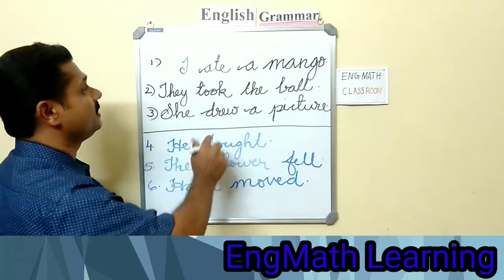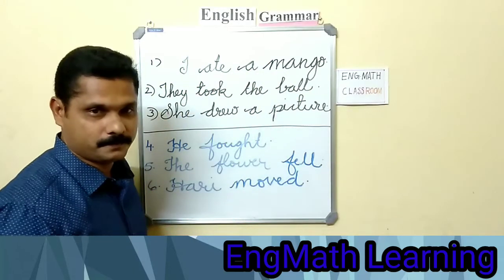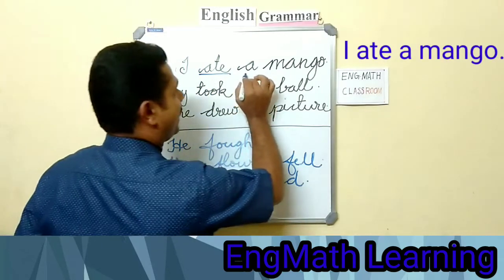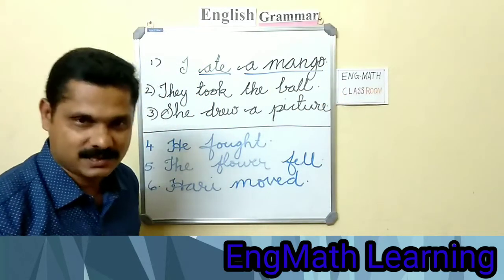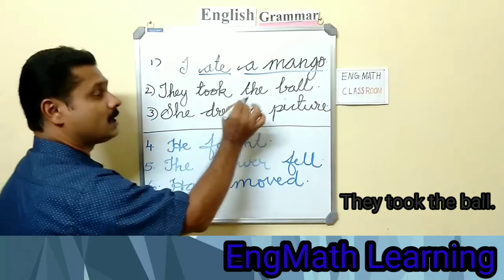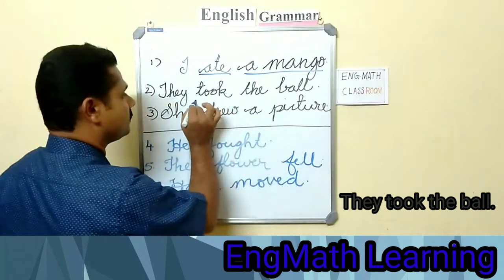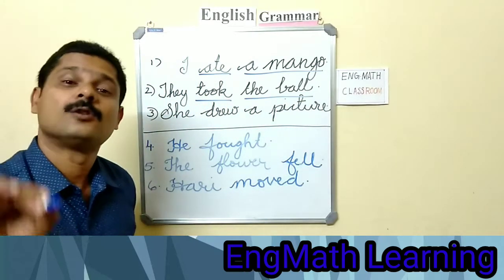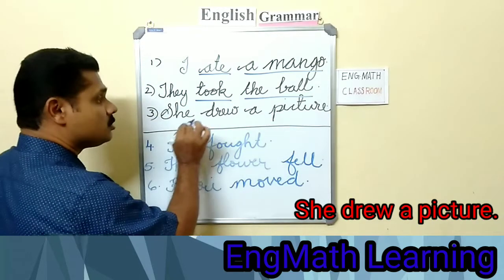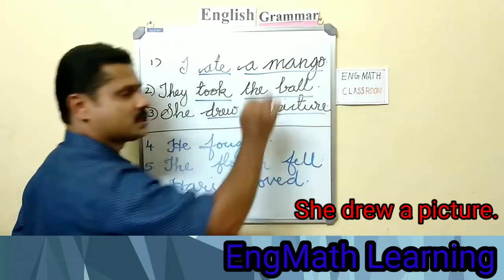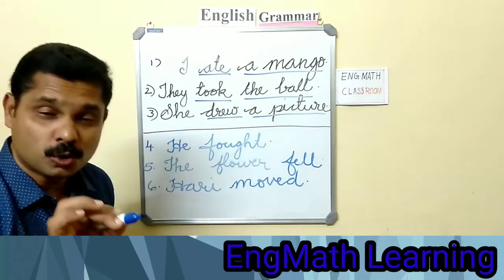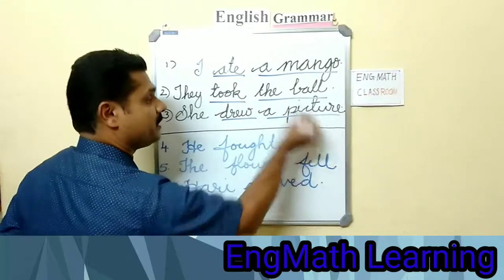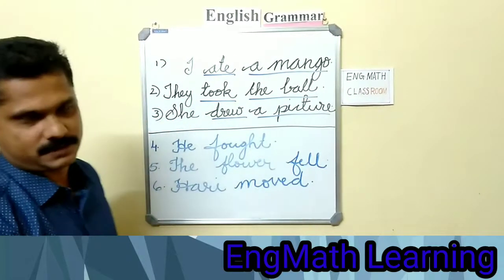Here we first see, I ate a mango. Here, ate is the verb. A mango is an object. Again, they took the ball. Took is the verb and the ball is an object. She drew a picture. Drew is the verb and a picture is an object.